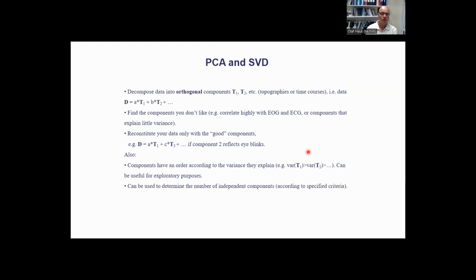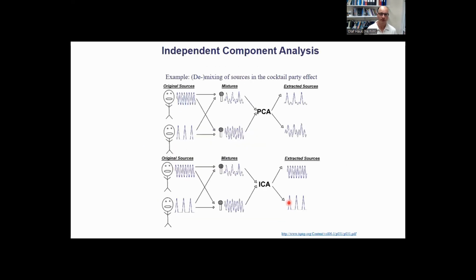But most of the time, this is not really used to remove particular artifacts, because the orthogonality constraint is not really physiological. Unfortunately, eye blinks or heartbeat, the topographies they produce are not always orthogonal to the signals of interest. So we may be able to do better by using a different kind of constraint than orthogonality. And this is what independent component analysis, ICA, is trying to achieve.